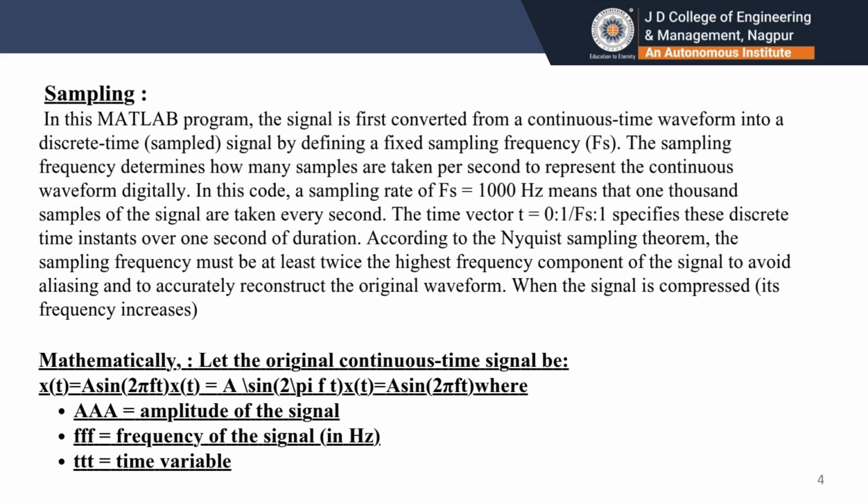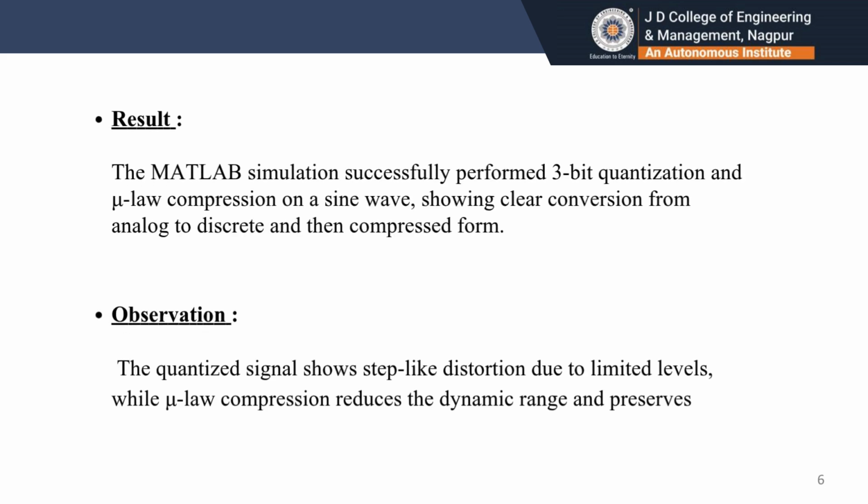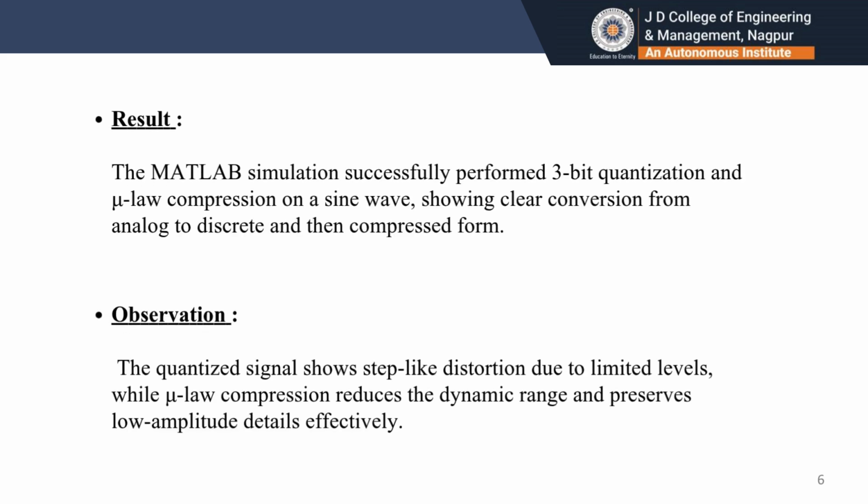To compress the signal, we introduce a compression factor a equals 2, which makes the signal twice as fast. The time vector is then scaled as t_compressed equals t times a, and the new compressed signal is generated using x_compressed equals sin(2*pi*f*t_compressed). Finally, both the original and compressed signals are plotted using MATLAB's subplot function for easy comparison.